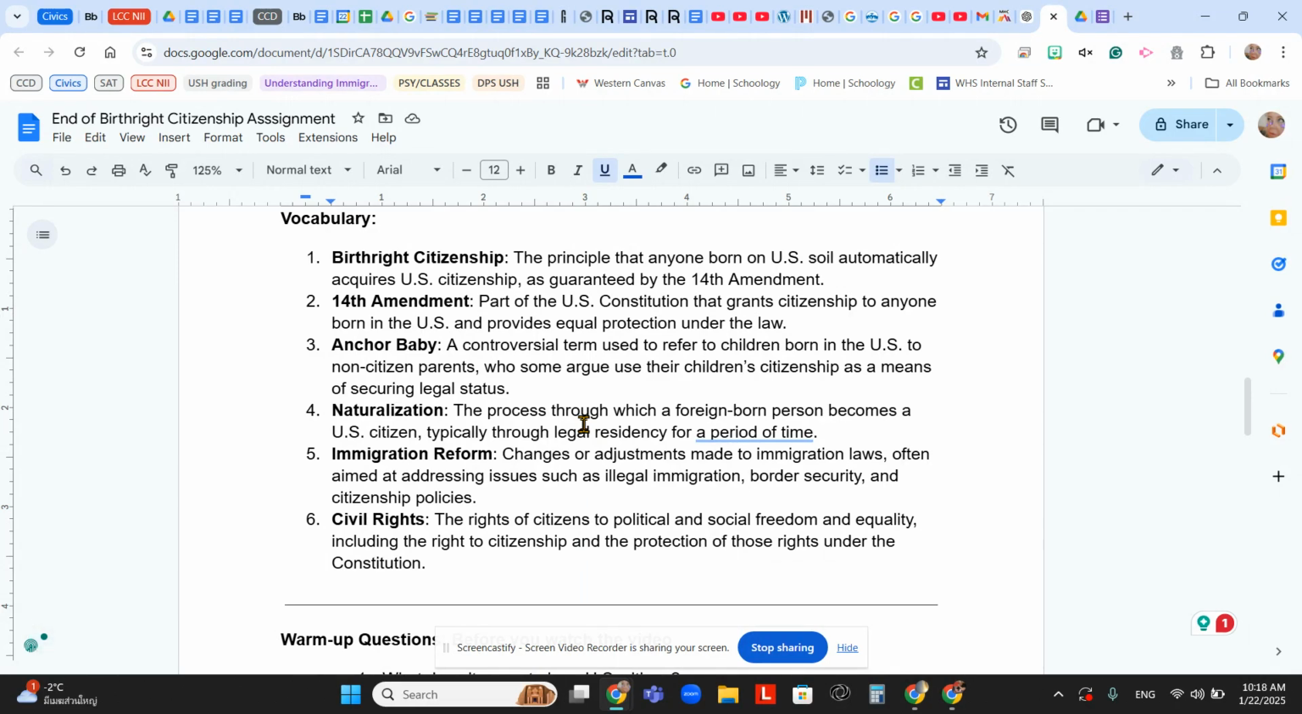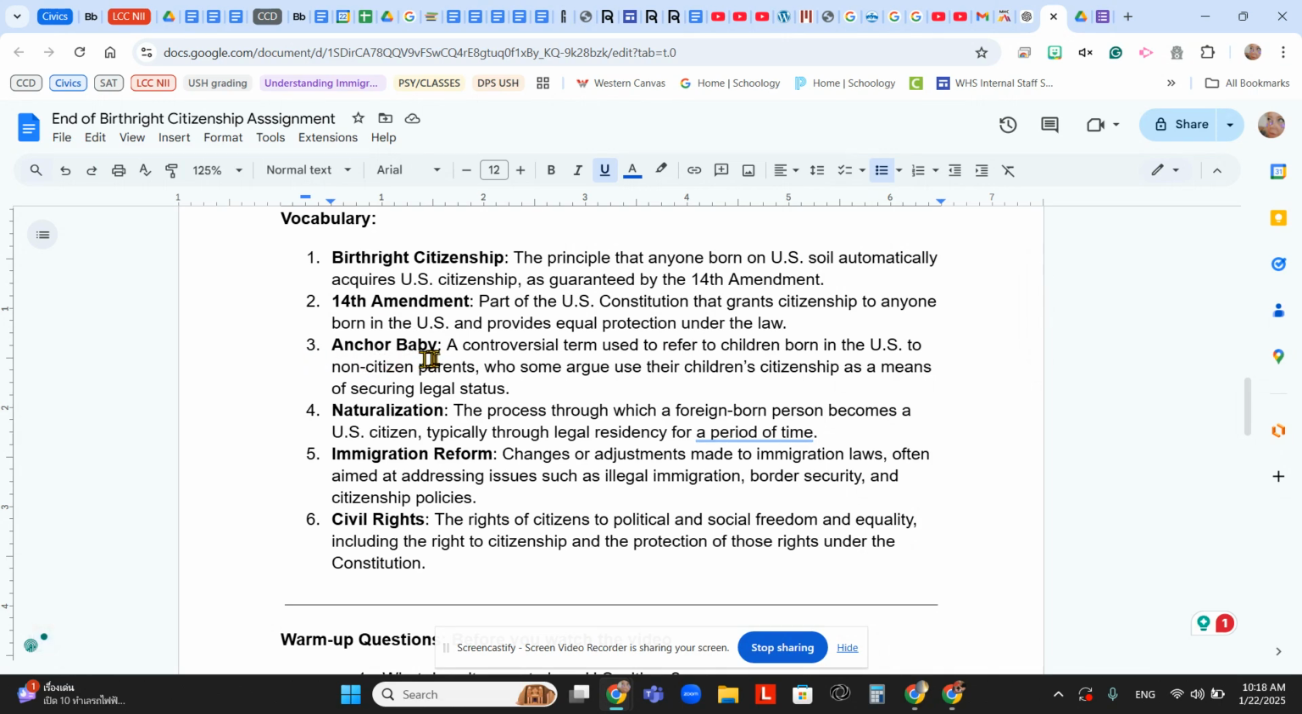And I'd also like you to try and use this vocabulary as you are going through answering your questions and taking notes. So, birthright citizenship is the principle that anyone born on U.S. soil automatically acquires U.S. citizenship. 14th Amendment is the part of the Constitution that says that and guarantees equal protection under the law. And again, don't forget, the U.S. Constitution is the supreme law of the land. It is above the President, Congress, and the Supreme Court.